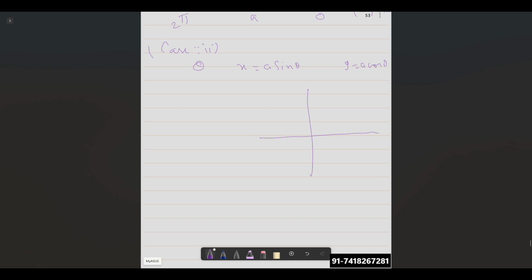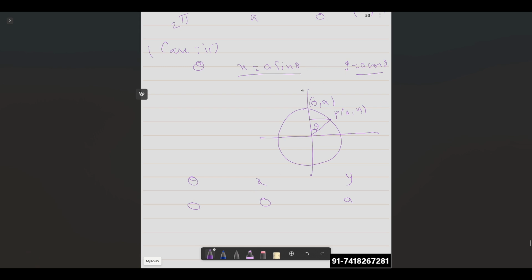You have x and y axis. This is your circle, and you have the same point P of x comma y. In this case, the angle will be like this. That is, x equal to a sin theta, y is equal to a cos theta. So now we'll plot x comma y for theta. For theta 0, x is 0, and cos 0 is 1, so y becomes a. That means initially 0 comma a.